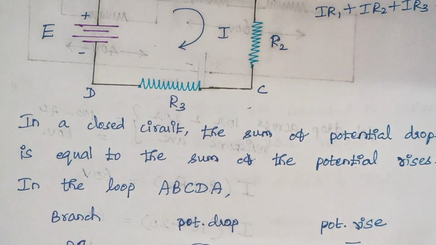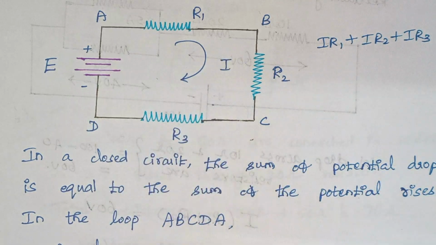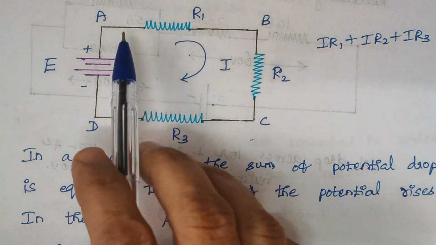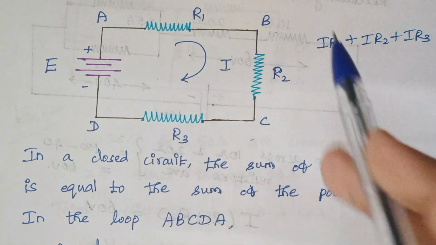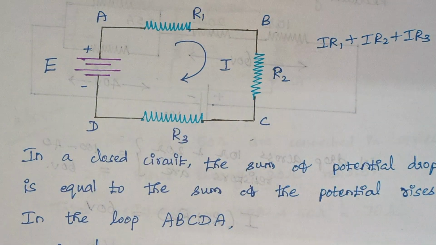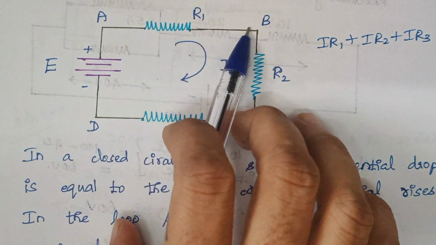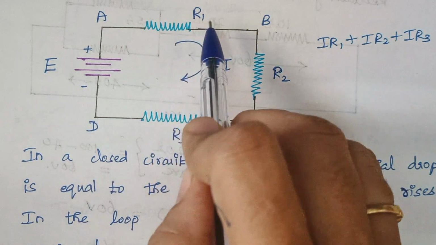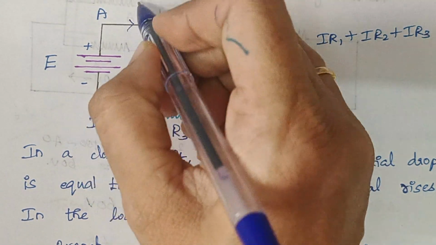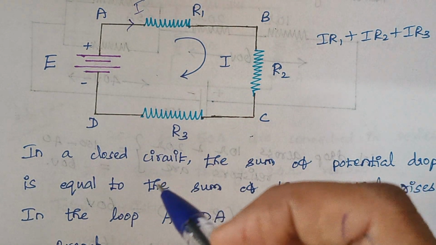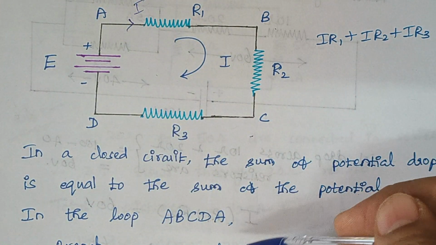Whenever a current flows through a resistor, what happens? It produces a voltage drop. Therefore this branch produces a voltage drop. What is the value of the voltage drop? Voltage is equal to I into R as per Ohm's law. Therefore, the voltage drop along the path AB is nothing but I into R1, because the current flowing through this path is I. So it is a drop.